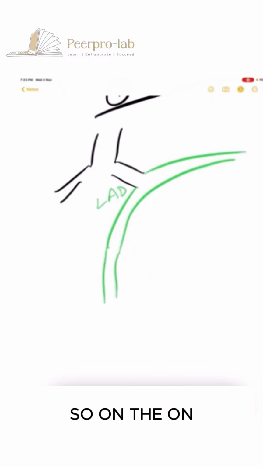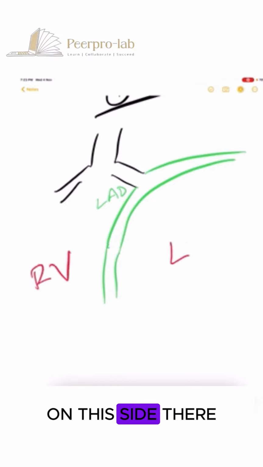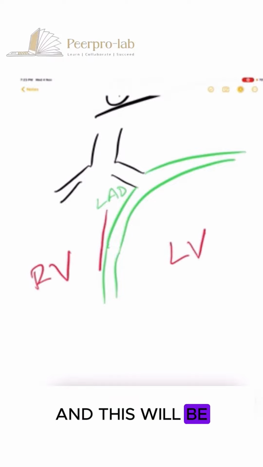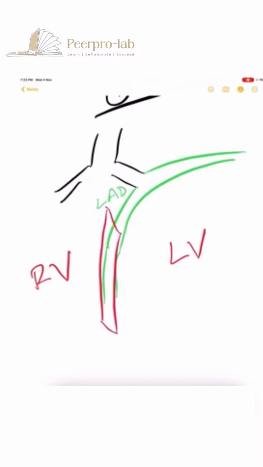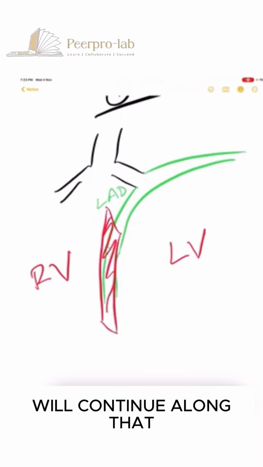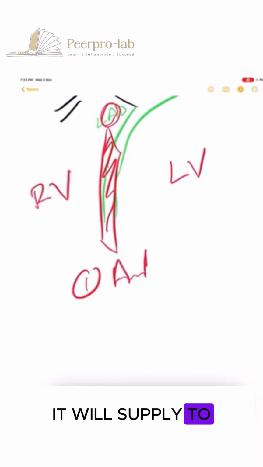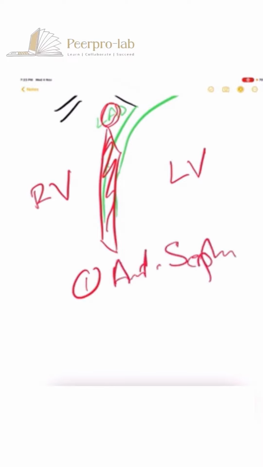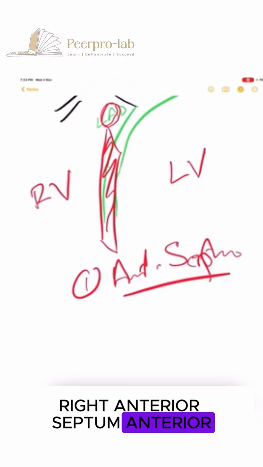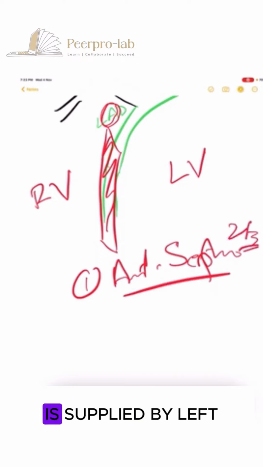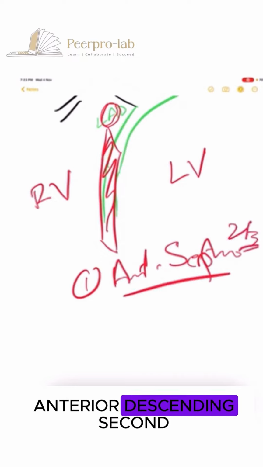On this side there will be the right ventricle, on this side there will be the left ventricle, and this will be the area of the septum. And it will continue along that. Because it is lying anteriorly, it will supply the anterior portion of the septum, right? The anterior 2/3 of the septum is supplied by the left anterior descending.